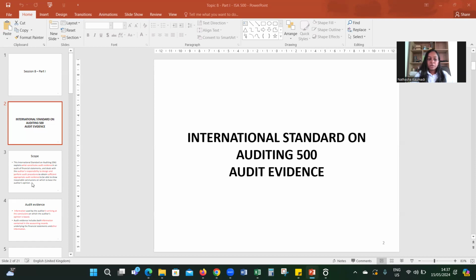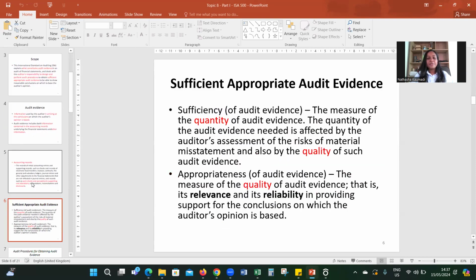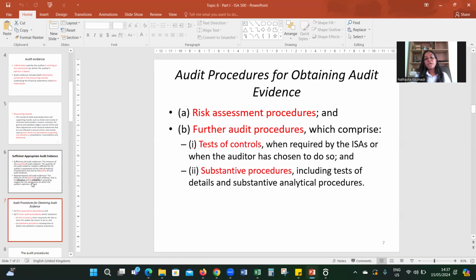So, you know what you mean by audit evidence, and you know the difference between sufficiency and appropriateness. Sufficiency means it's about quantity. Appropriateness means it's all about quality. So we have discussed the difference between sufficiency and appropriateness, and then we discussed audit procedures, right? What are the audit procedures we are going to do when we are doing an audit?